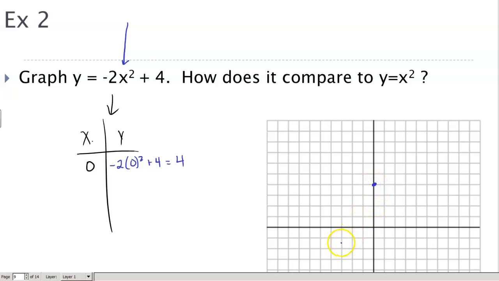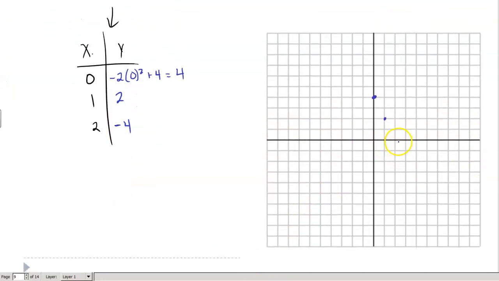Right? And then we could plug in more values. It's just sort of an experiment. So if I plug in 1, what do I get? I'm just going to cut right to the chase here. I'm going to get 2. So if I plug in 1, I get 2. That's going to be right here. If I plug in 2, and I take 2 squared, which is 4, times -2, that'd be -8 plus 4, that'd be -4. So if I plug in 2, you're going to see that I get -4. So 2 goes to -4.